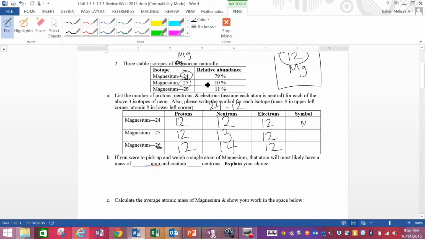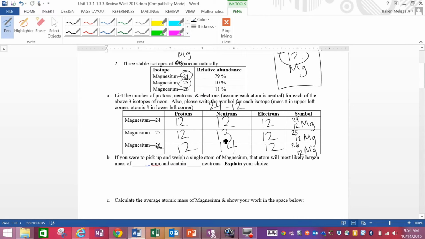And their symbols are all going to be slightly different. They're all going to have Mg with a 24 at the top, with their mass at the top. And then there's always going to be a 12 on the bottom.